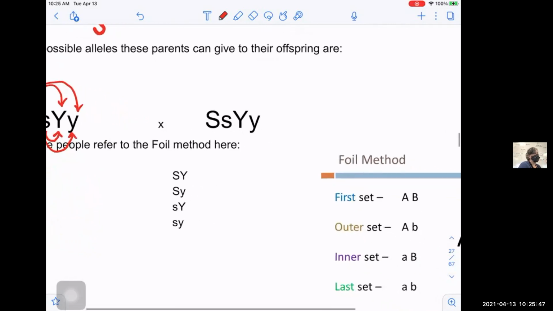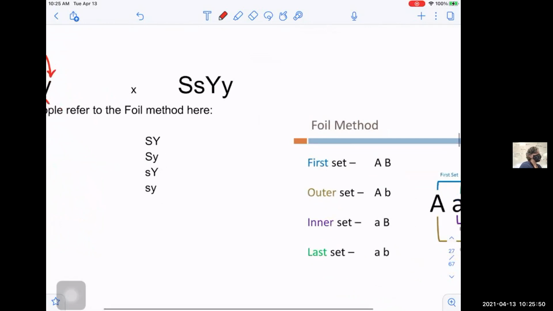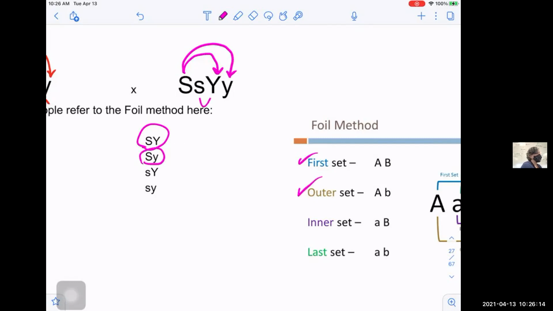All right, so the same thing goes with this. This is the female over here, right? So same thing, we can do this again. The first set would be big S, big Y. So that's her first egg. The outer set is big S, little y. I'm just referring to the FOIL method here. The inner set would be, I'm sorry, little s, big Y. And then little s, little y is the last set.